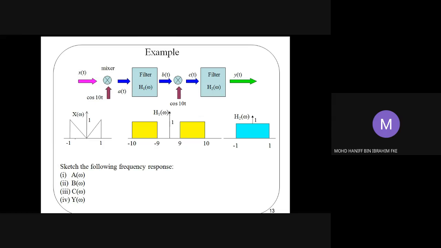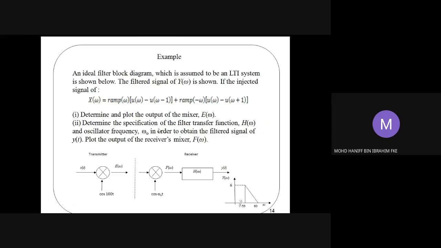So these are the cases. The question, number 1, is to sketch the response of A(ω), B(ω), Y(ω), and C(ω), in which we need to find the frequency response for all of these time domain signals a(t), b(t), c(t), and y(t). Hopefully it's clear. Right, so let us proceed with the solution for this example.